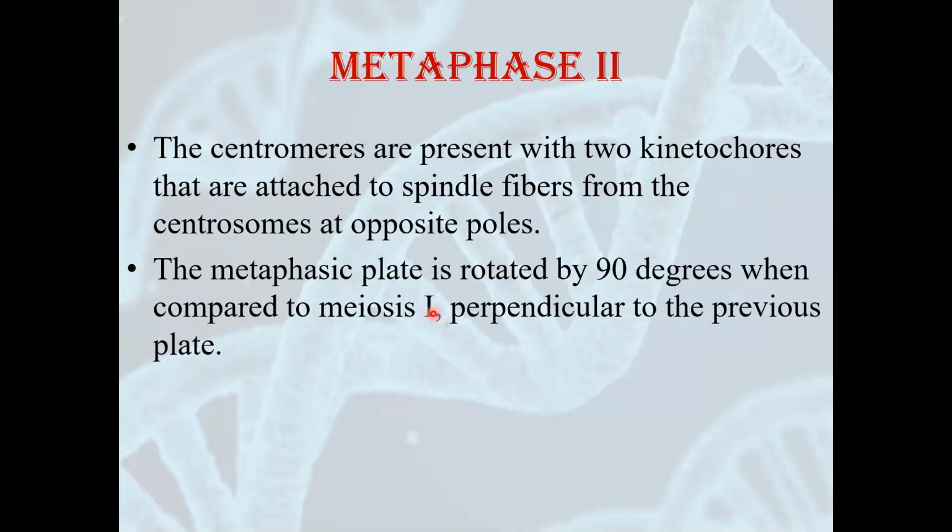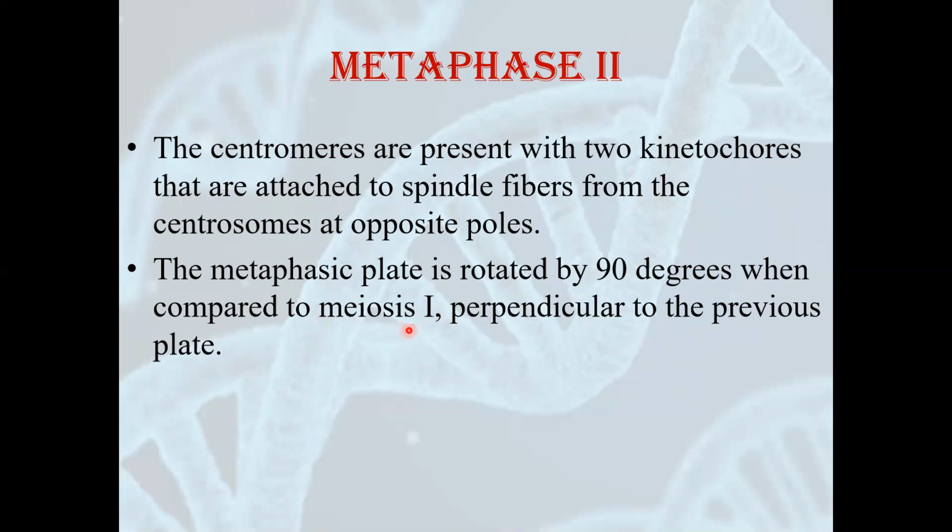Metaphase 2: centromeres are present with the 2 kinetochores that are attached to the spindle fibers. Spindle fibers will be formed on the opposite poles of the cell, and they will attach with the kinetochores. The metaphasic plate is rotated by 90 degrees when compared to meiosis 1, perpendicular to the previous plate. This point you have to remember.